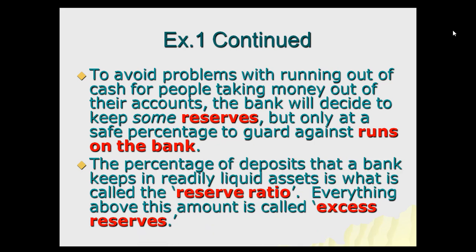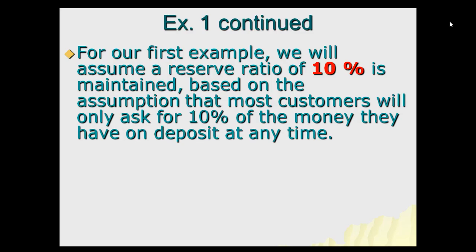The percentage that the bank keeps in readily liquid assets, so in cash, the cash that they're going to hold on to, is called the reserve ratio. And the money that's kept is called the required reserves. Everything else beyond that money that's held onto as security will be left over to do things with, and that's the money that we're going to call excess reserves.